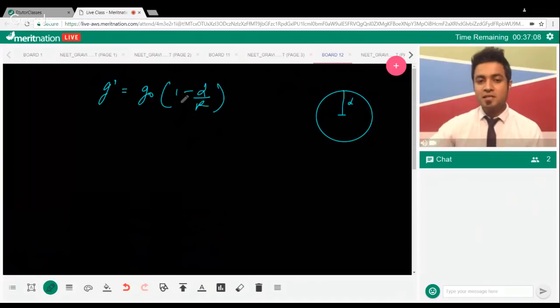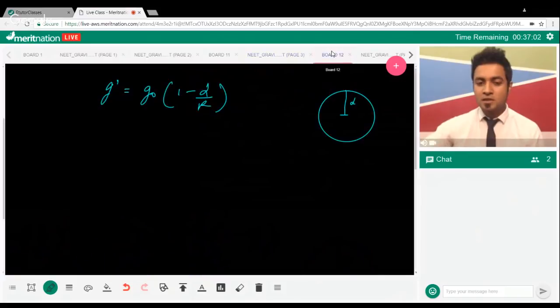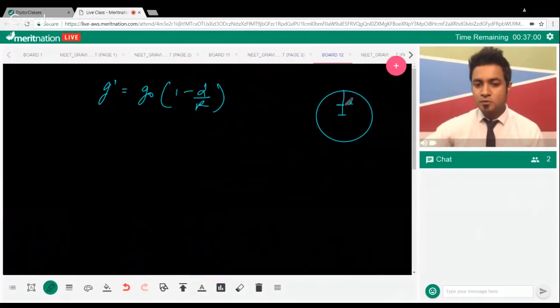But you can see in the graph, we are starting from the center of the earth. So suppose this variable is x. You can see that it is starting from zero, because in the graph I am measuring x, not with respect to d. So x will come out to be r minus d, isn't it?